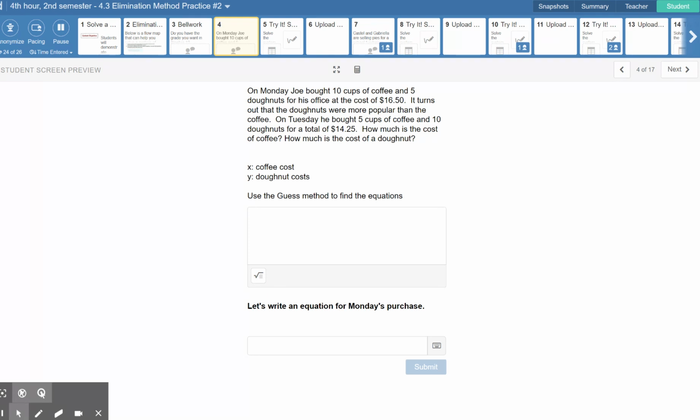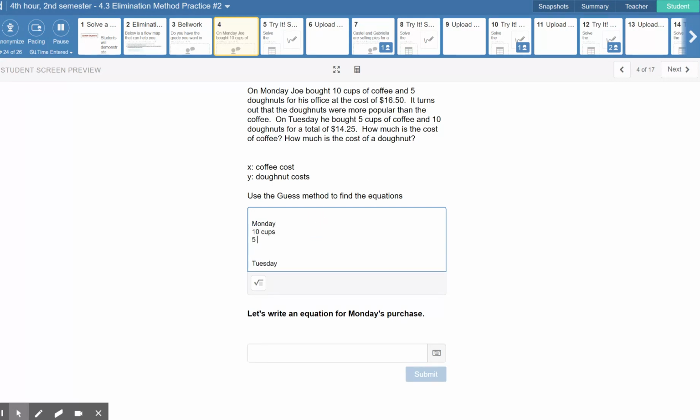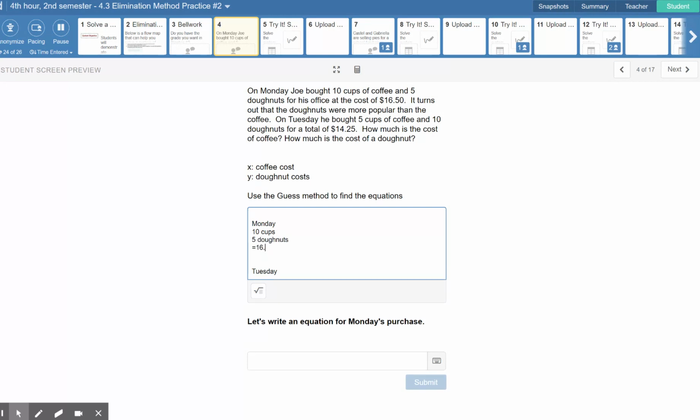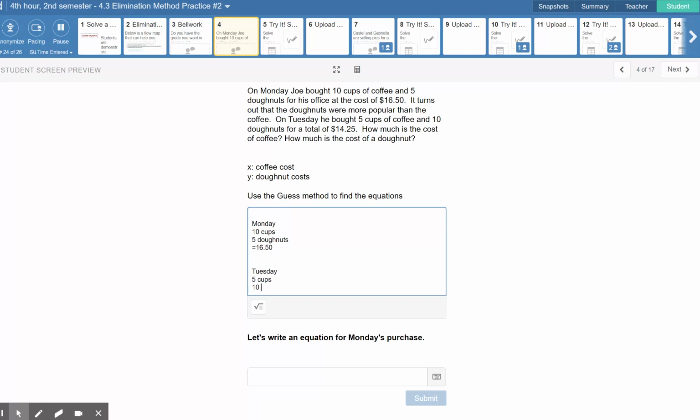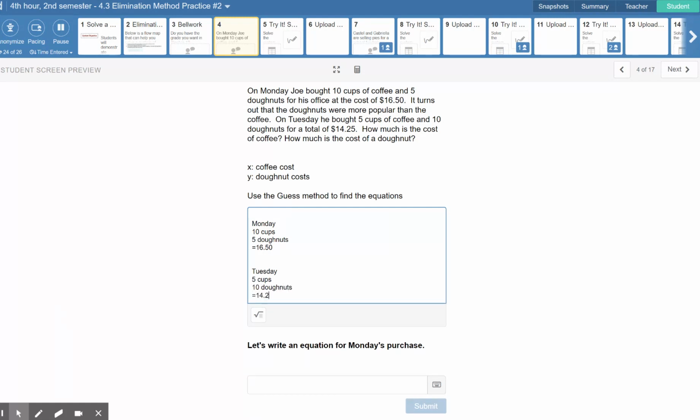It says on Monday, Joe bought 10 cups of coffee. So we're going to have a Monday equation and we're going to have a Tuesday equation. So Monday it says 10 cups and then 5 donuts, and then it cost Joe $16.50. And then Tuesday, he bought 5 cups of coffee and then 10 donuts. And that total was only $14.25.